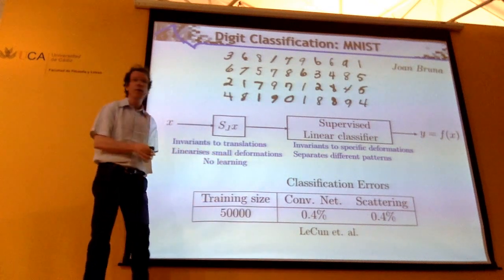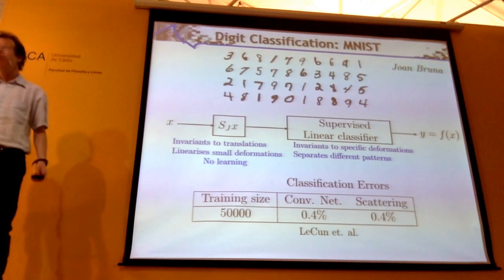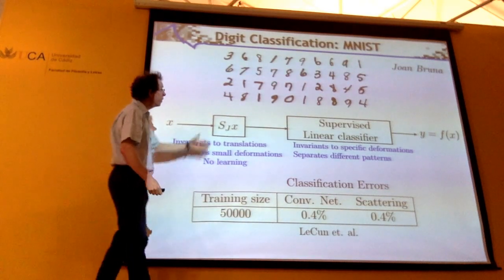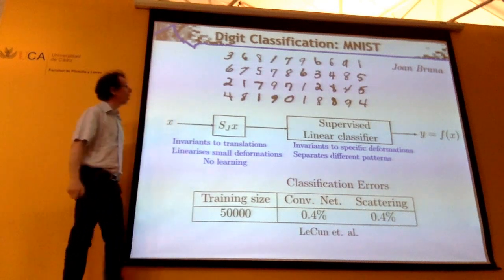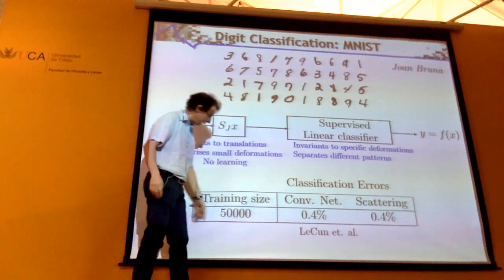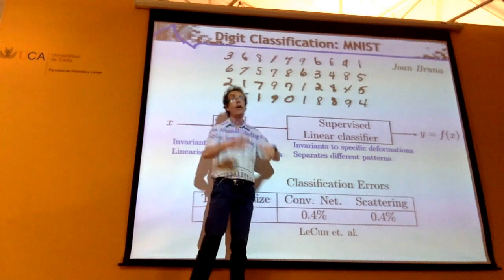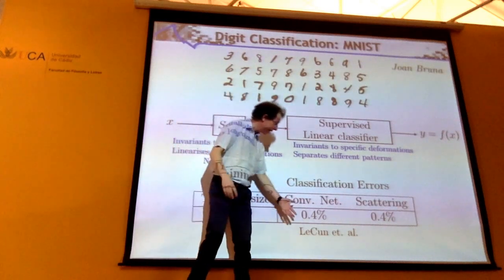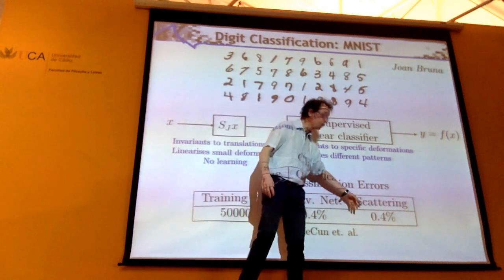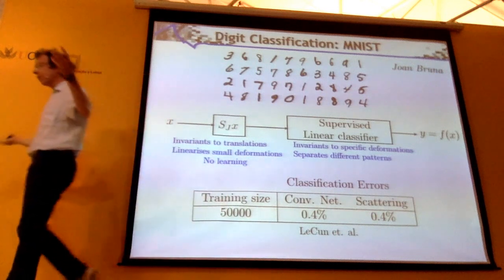And this linear classifier is going to project in different directions in order to be invariant to specific deformations, but not to other deformations. So this is a database of 60,000 elements that was built by Yann LeCun with 50,000 elements for training. If you use a convolution network without data augmentation, the state of the art is about 0.4%. And if you do it with this scattering transform, you get about the same. Slightly better, but about the same.